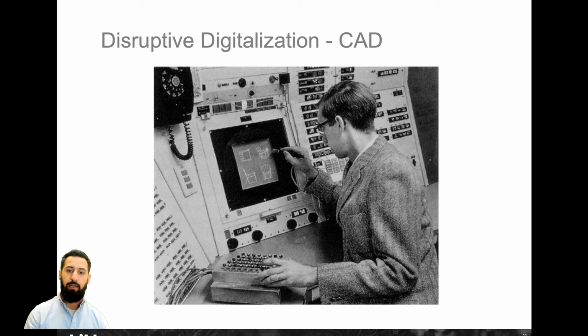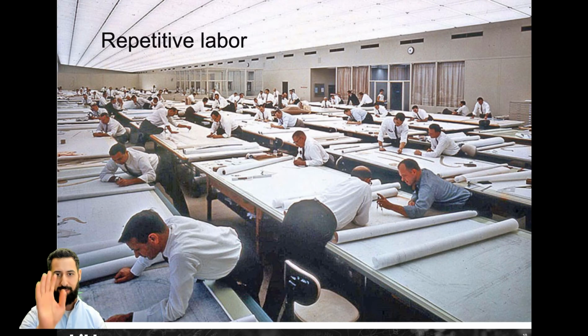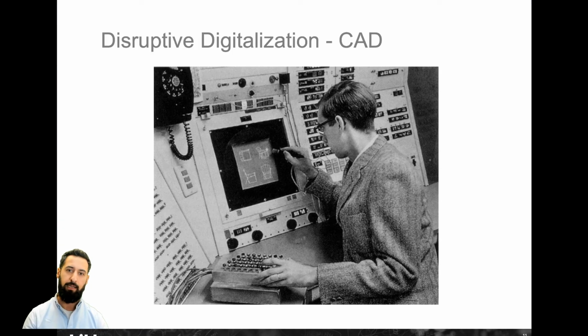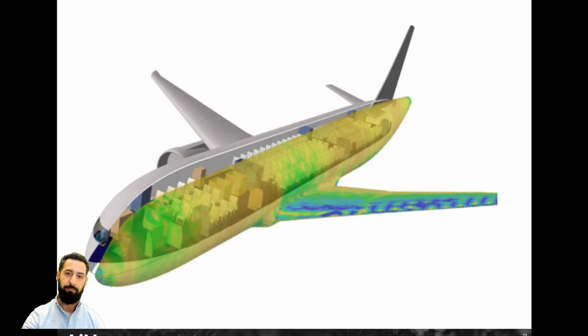A genius called Ivan Sutherland, one of the forefathers of CAD, just at the same time that these guys were slaving away, a PhD student, started experimenting with digital drawing boards. This is the pre-CAD, you could say. Completely revolutionized how engineering is done.